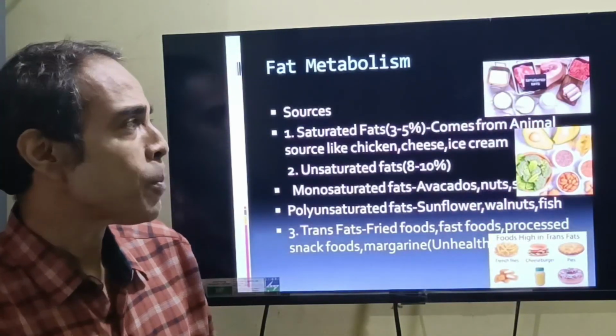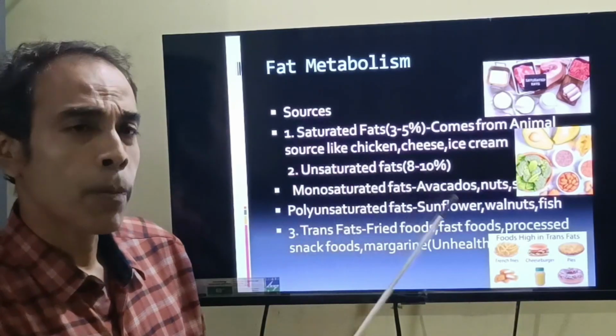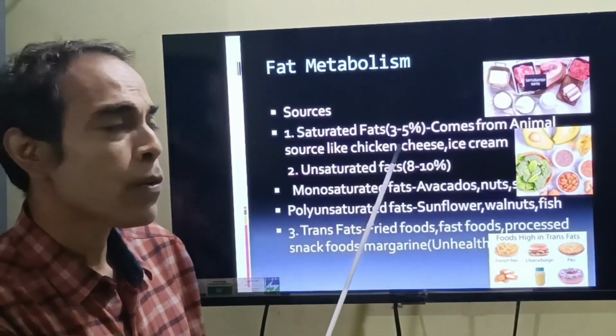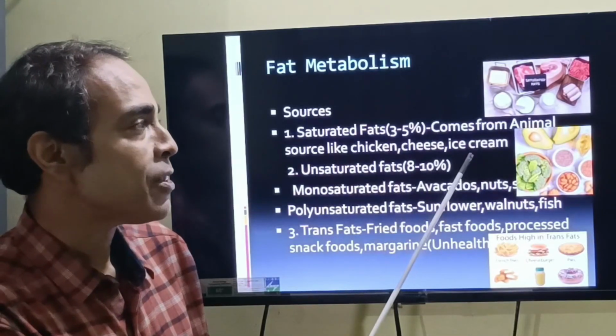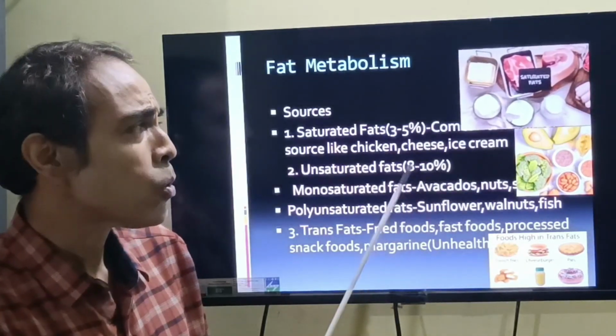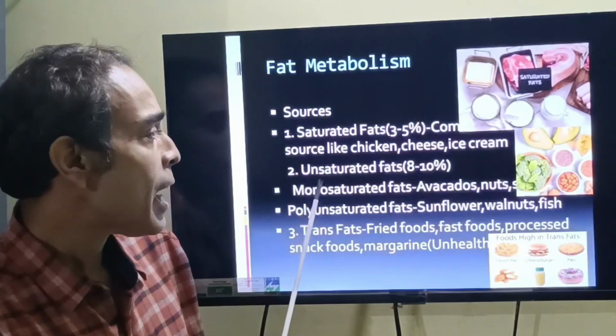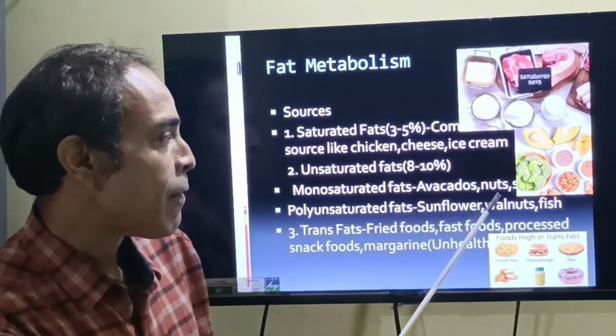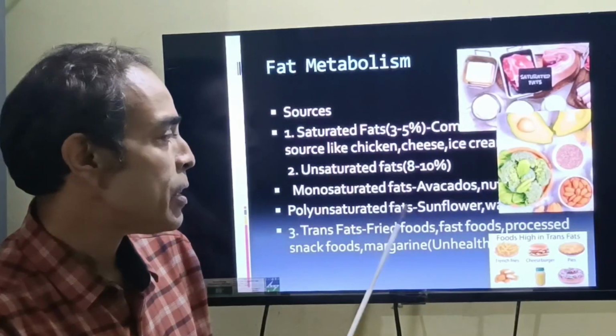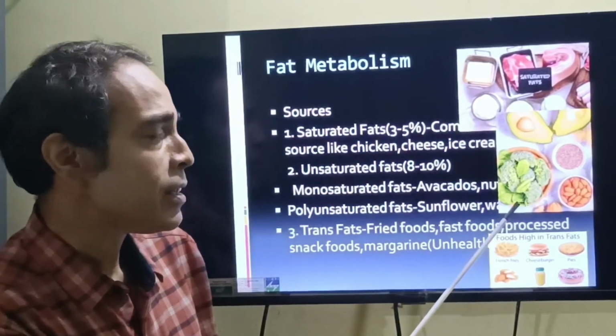Now the third is fat metabolism. The sources of fats we commonly take begin with saturated fat. This comprises 3 to 5%, and comes from animal sources like chicken, cheese, ice cream. So these are saturated fats. These are not so healthy fats. The second is unsaturated fat, which is about 8 to 10%. This includes the monounsaturated fats like avocados, nuts, seeds, and polyunsaturated fats like sunflower and walnuts. These are the healthy fats.